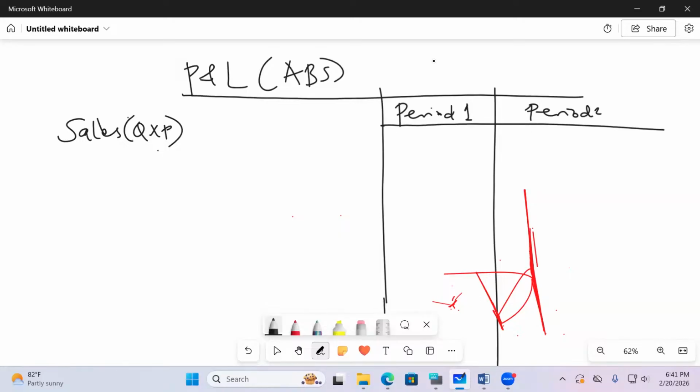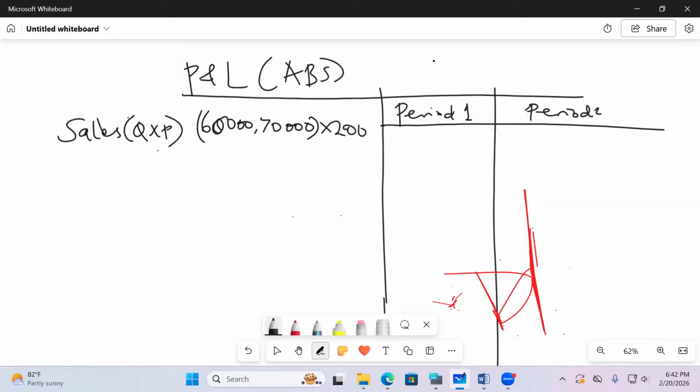Period 1, how many units? 60,000. How about period 2? 70,000. Thank you so much. But do we know the selling price per unit? How much? Remember the 150 is cost. The selling price is 200, and it is always the same regardless of the statement. 200.